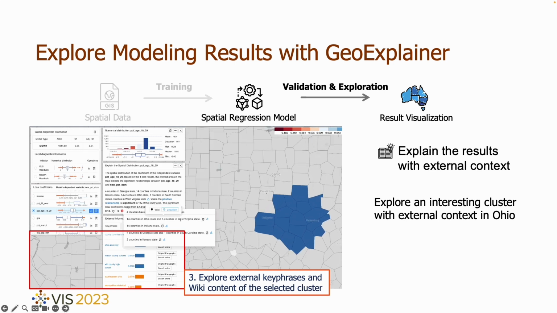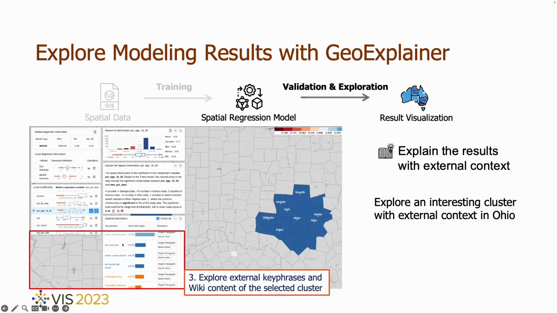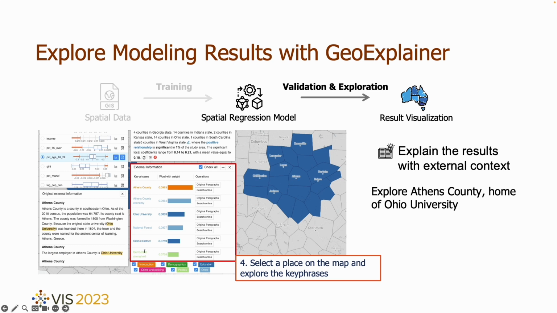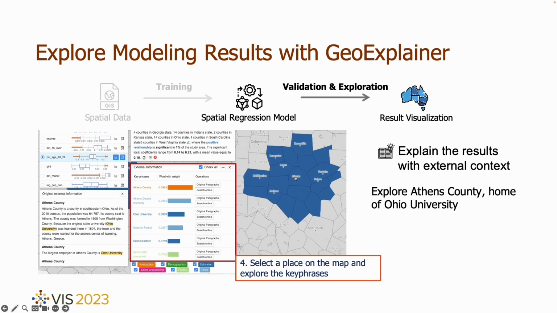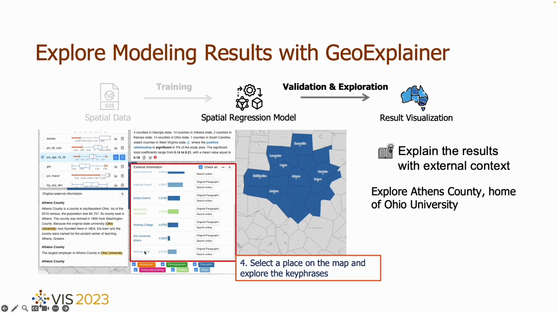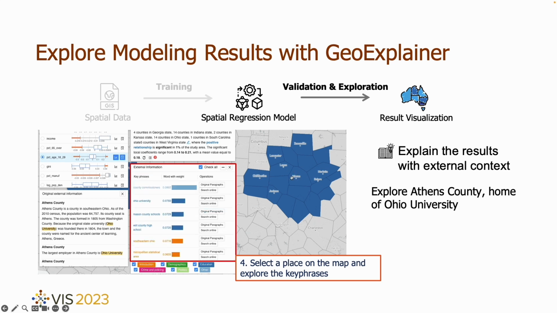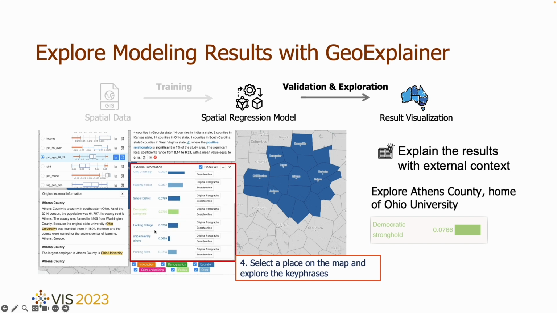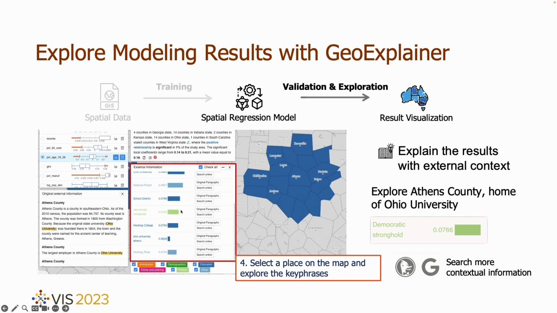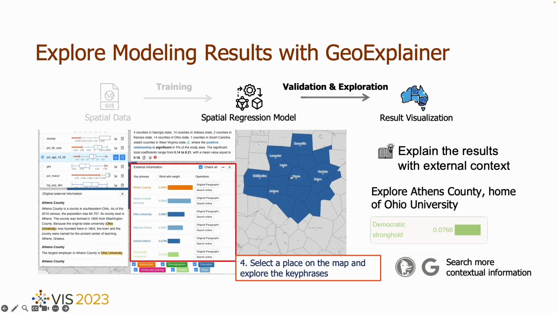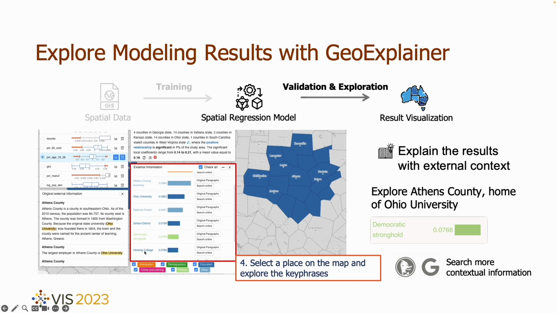Here, we explore the external key phrase list based on the cluster in Ohio State. The user noticed Ohio University in Athens County has a higher weight. The user then selected Athens County to see its Wikipedia key phrases and found this county is a Democratic stronghold. Analysts can easily search the key phrase information combined with the location information in a search engine from our interface.